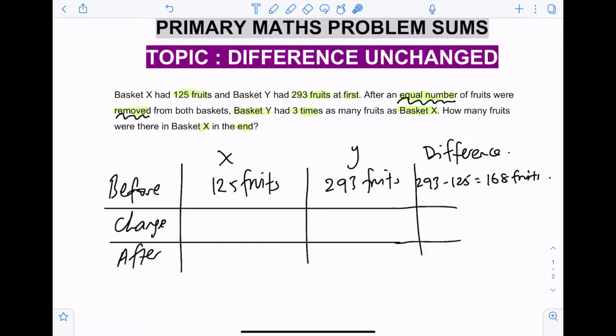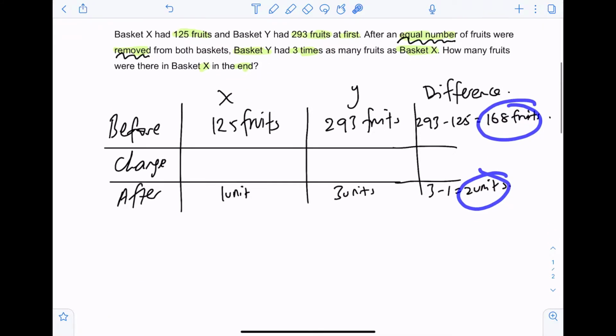Now in the end, what happened? Basket Y had 3 times as many fruits as basket X. So for basket Y, we give it 3 units, and basket X, 1 unit. What's the difference then? That would be 3 minus 1, which is 2 units. The difference remains the same, which means 2 units must be equal to 168 fruits.